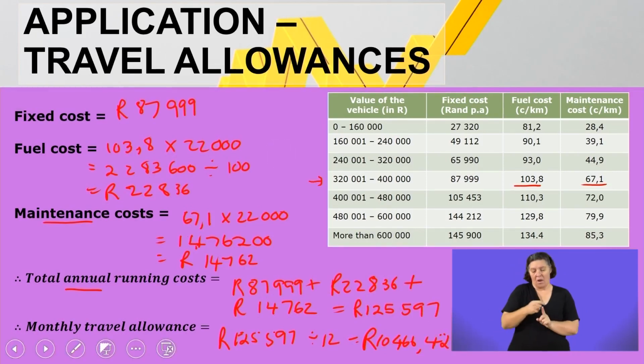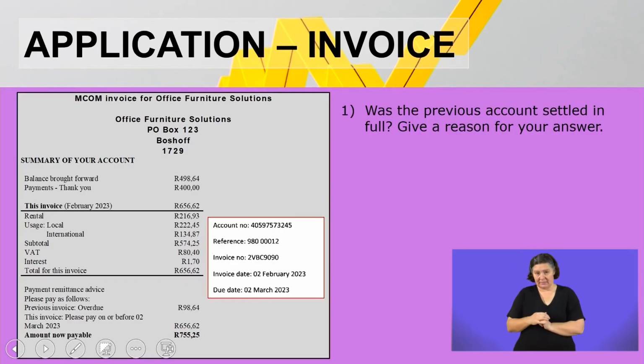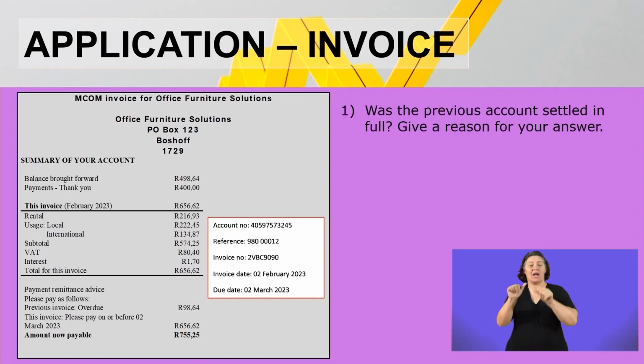All right, and then lastly, let's look at one other question. Now we were working with the invoice. Again, get familiar with it first. Was the previous account settled in full? Give a reason for your answer. So I want to pay your attention to this. Balance brought forward was 498 Rand 64 cents. Payment was only 400 Rand. So therefore, the account was not paid in full, because we can see there's a difference of 98 Rand and 64 cents. I hope that is clear to you.